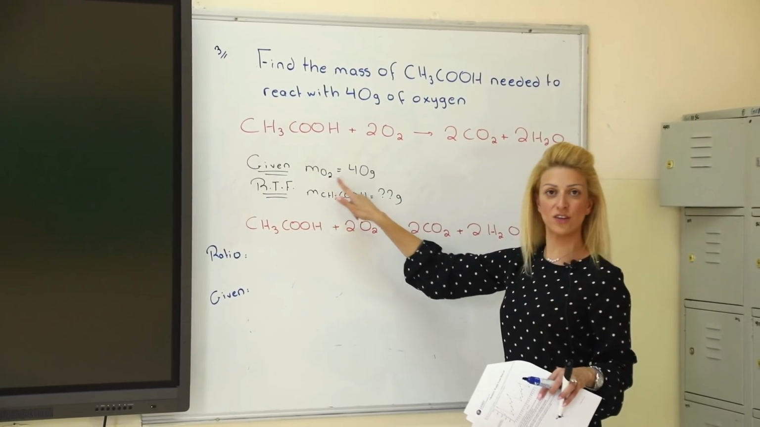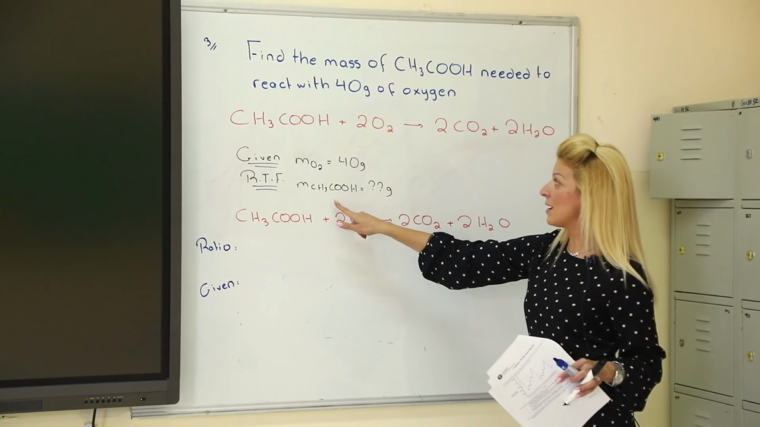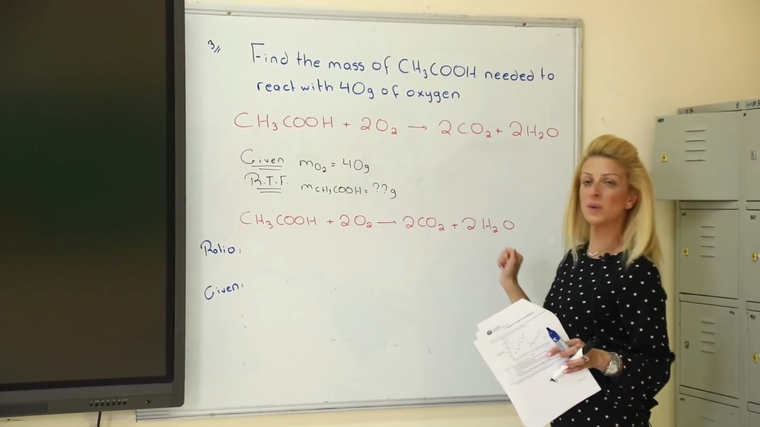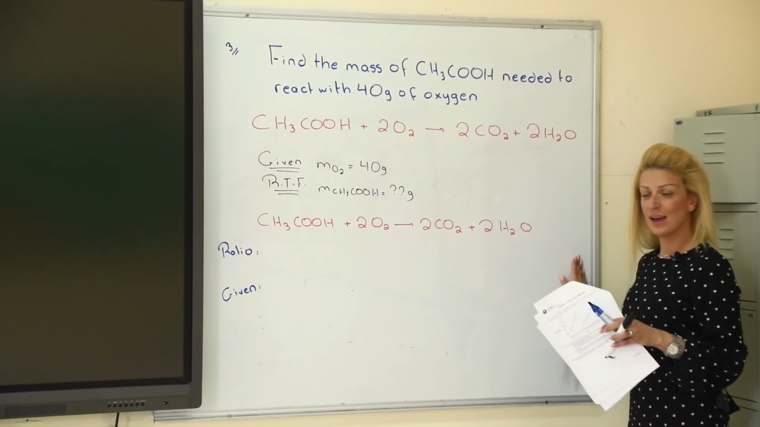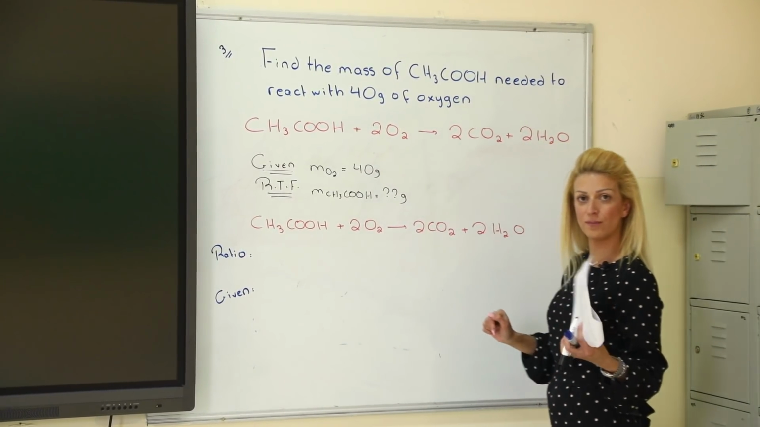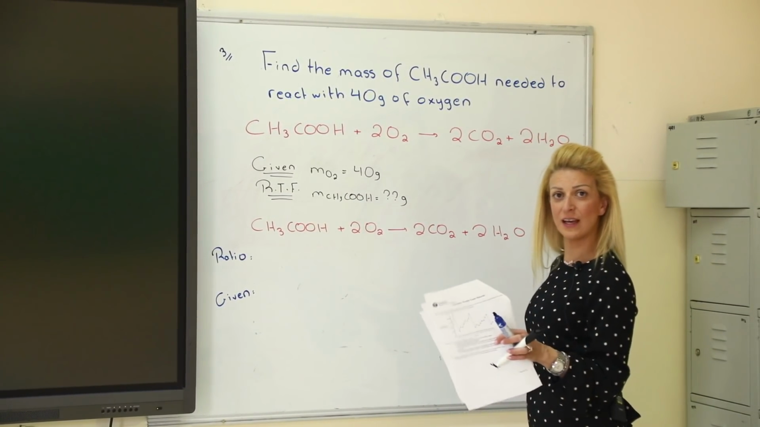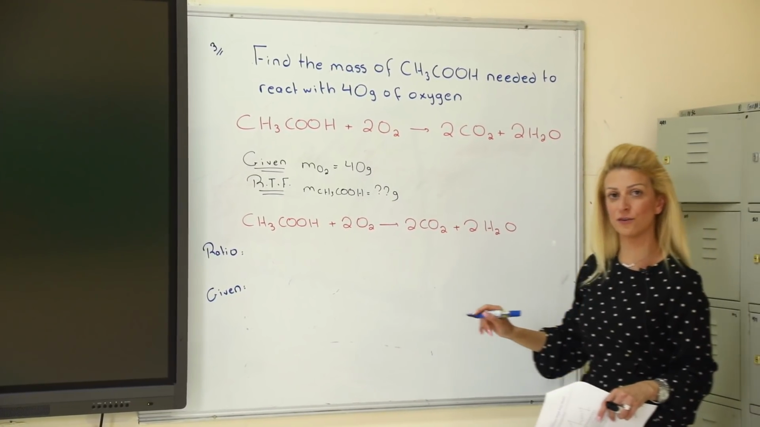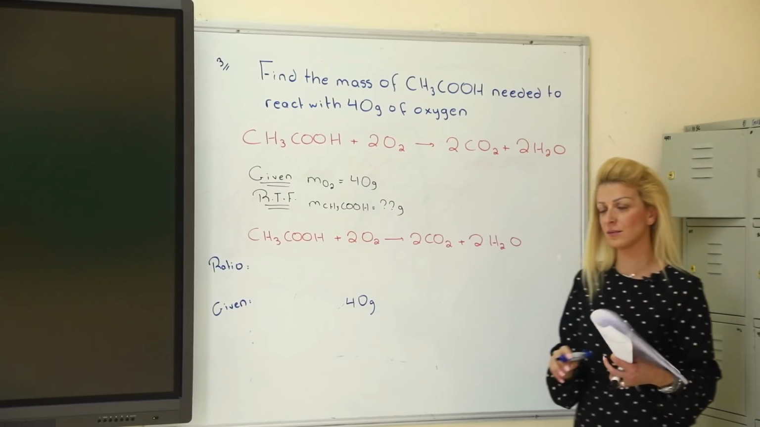So the mass of oxygen given is 40 grams. The required to find in the question is the mass of CH3COOH needed to react with this mass of oxygen that's given. We rewrite the equation, and under it we write the ratio in the most convenient form and the given from the original question. So we go back to the question, we write the given in the second row. The given is mass of oxygen is 40 grams. So under oxygen, we will write 40 grams.